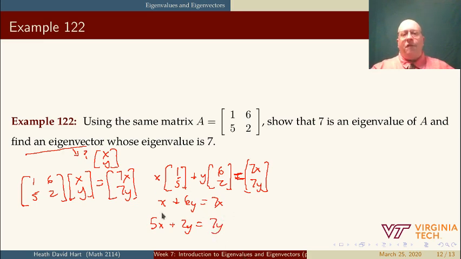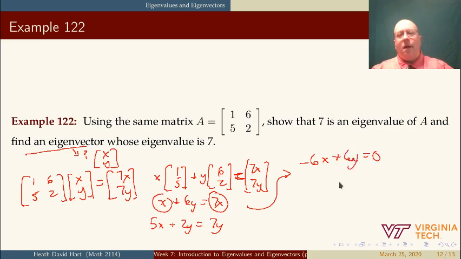This is a system of equations, but I'm going to simplify it by combining like terms on one side of the equation. So I'm going to combine x and 7x, and you get negative 6x. And I'm going to combine 2y and 7y into negative 5y.